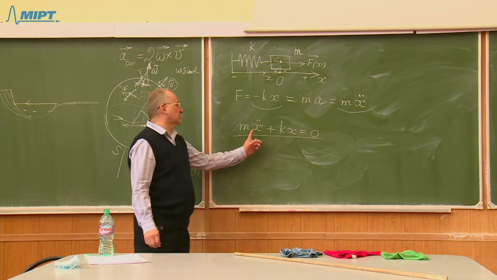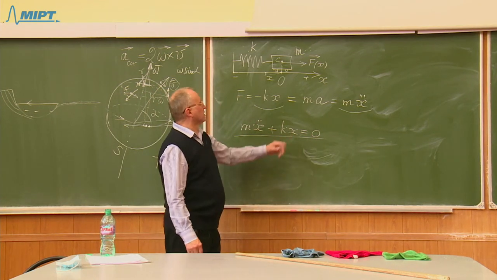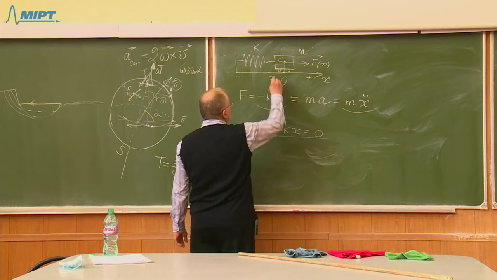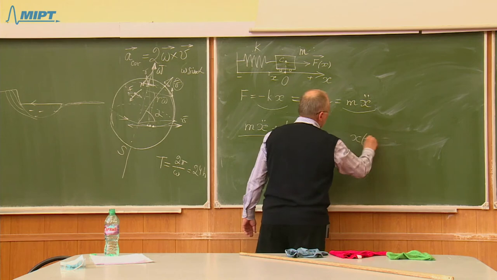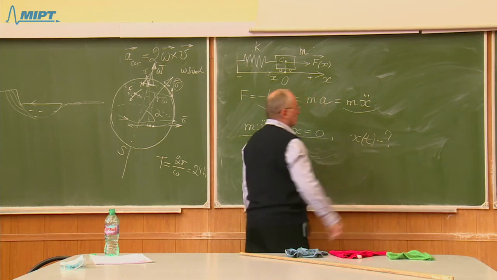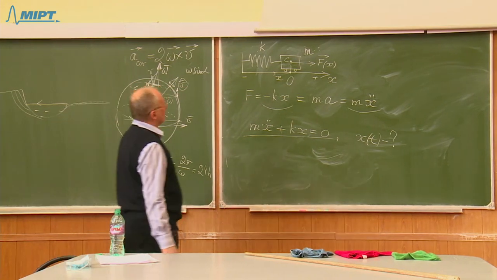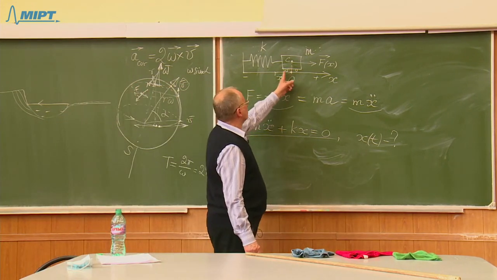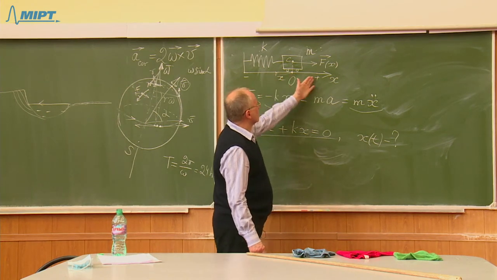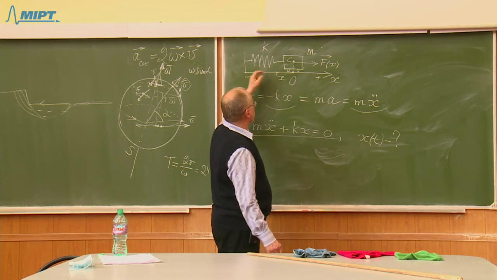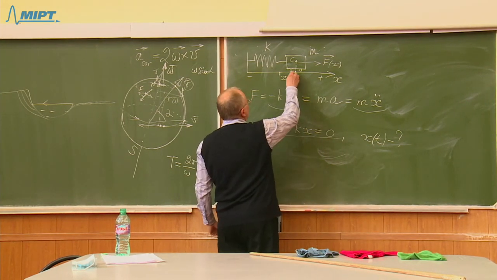such as the differential equation defining the motion of a body, because the x coordinate is a function of time. X here is some unknown function of time which we must find. The coordinate of the body is a function of time because the body moves to and fro under the action of the spring, and x is a function of time here.